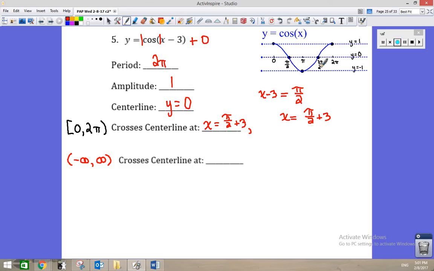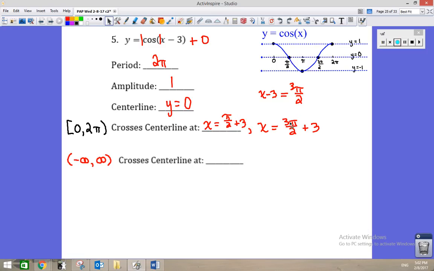Now the next place that it intersects its center line is if we replace x minus 3 with 3 pi over 2. So if x is this 3 pi over 2 plus 3, okay? And I've got it written right there, almost perfect.